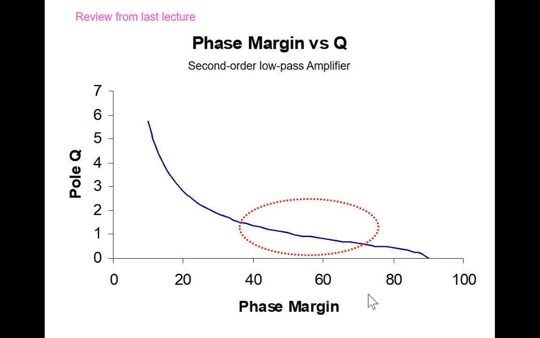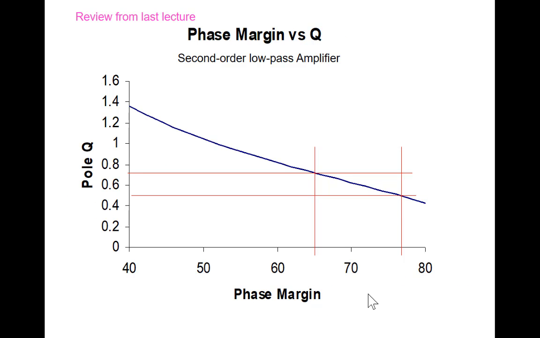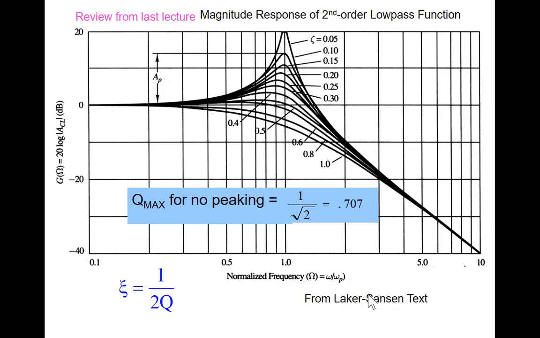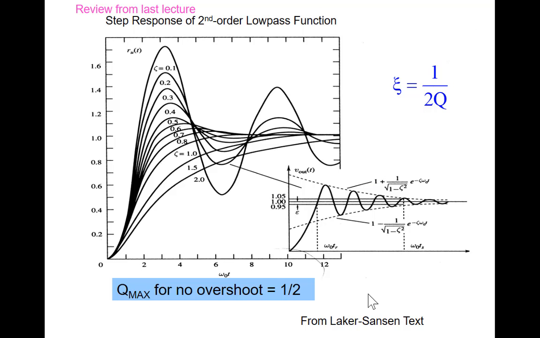We observe that if we want a pole Q between 0.5 and 0.707, we want a phase margin between 65 and about 78 degrees. And this was a plot of the step response as a function of Z or as a function of Q. We see that if Q is very high, we get peaking in the magnitude response. And this is the step response. And we see if Q is very high, we get ringing in the step response.